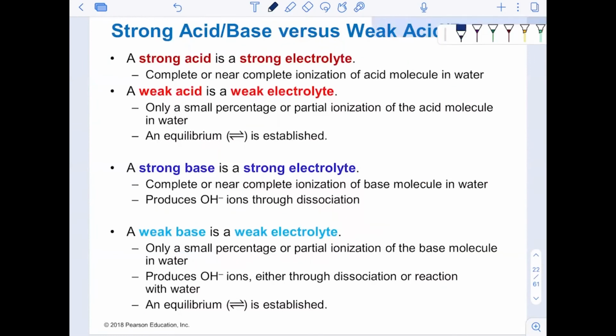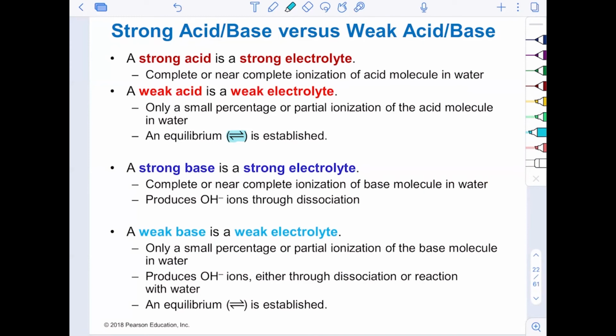Now, strong versus weak. Strong acids are strong electrolytes, all right? They completely ionize in a solution. Weak acids, we've kind of talked about them before. Weak acids are what we call weak electrolytes. They can give up their proton, but they are not really good at it. Only a small percentage will do it. So this is where an equilibrium is established. Very, very important for us to realize that equilibrium is established between the acid, base, conjugate acid, and conjugate base. So there's a forward and a reverse reaction going there.